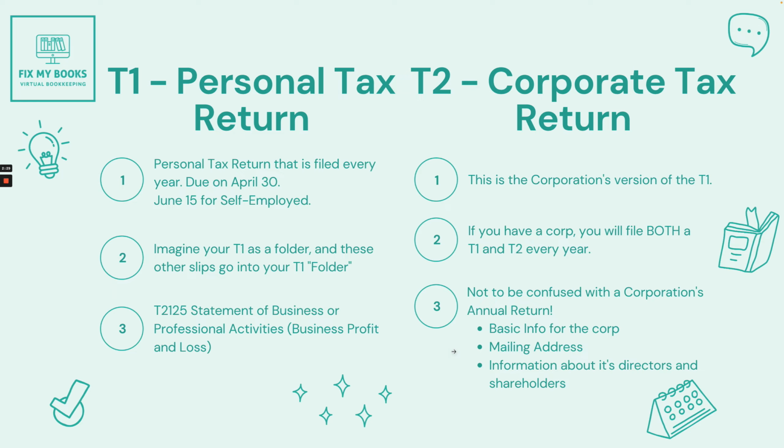So what is an annual return? An annual return is basically you telling the government some basic information about your corporation. Is the mailing address still the same? Is the information about shareholders and directors still the same? Or did you maybe remove a director and replace your director with a different one? So that's basically what the annual return is for. It's just some basic information about your corporation.